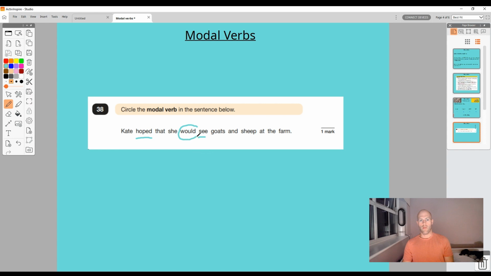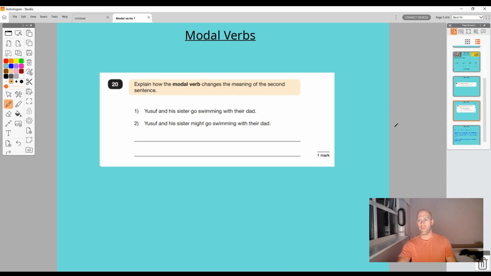But the word we're looking for to circle is "would". So, would. It shows the degree of possibility. You would see the goats and sheep at the farm as well. It could get drawn in by hopes there as well, but you're going for "would", the degree of possibility.